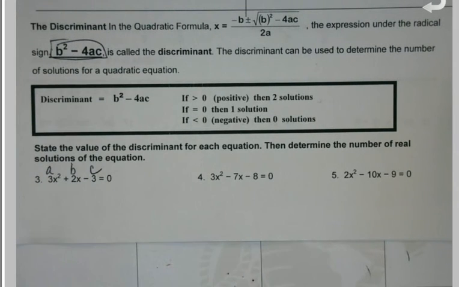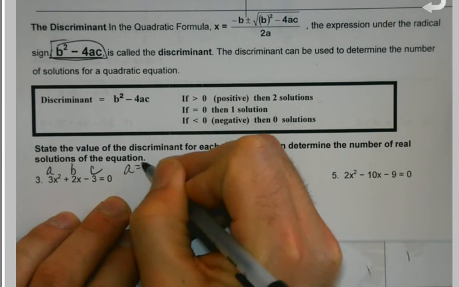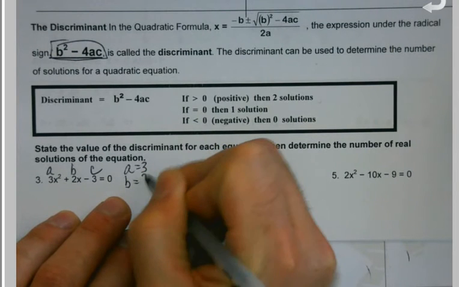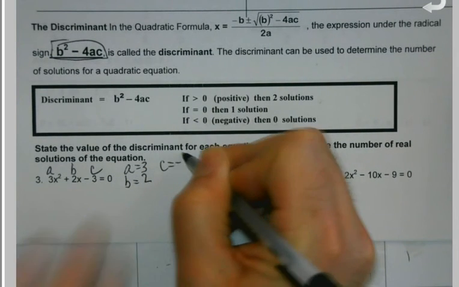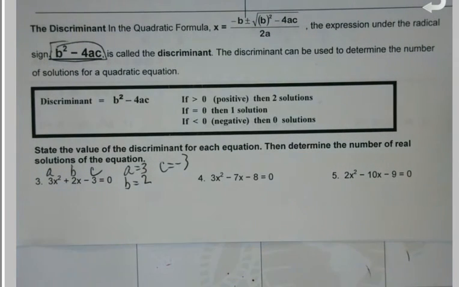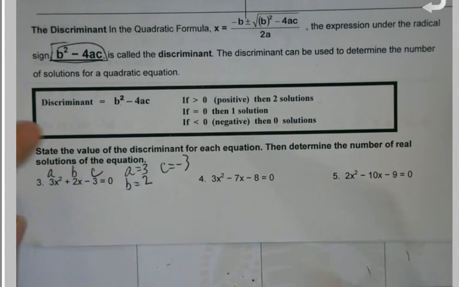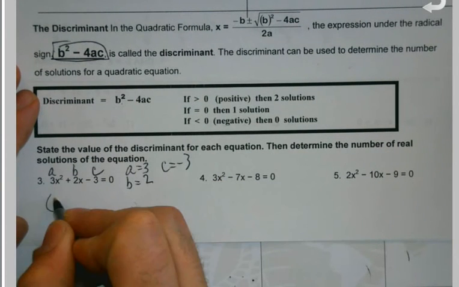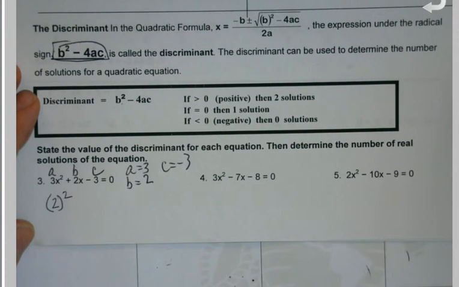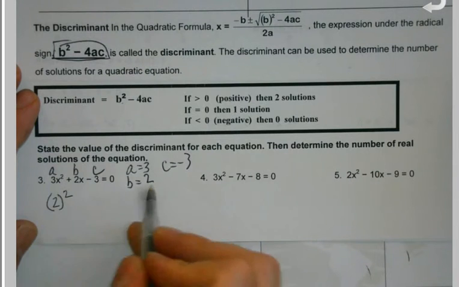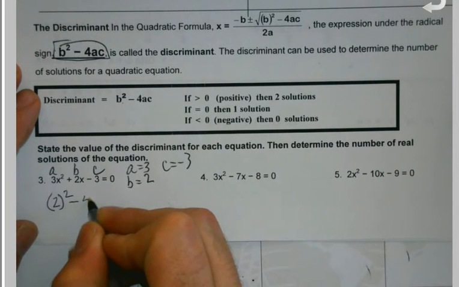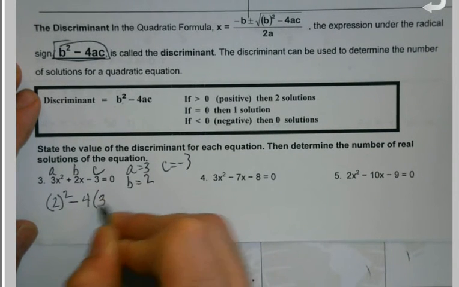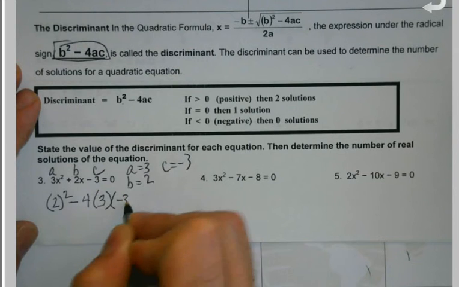So here, my a value would be 3, my b value would be 2, my c value would be negative 3. So what I'm going to do is take them and plug them into this. But I always want to use parentheses on the b part. And I'll explain that more when we get to one that has a negative. So b squared minus 4 times a times c.